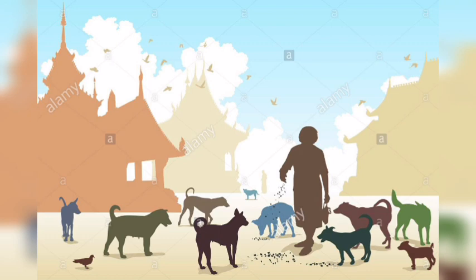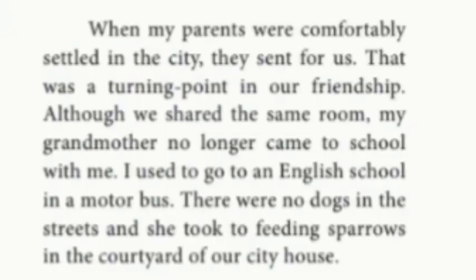Okay, the next paragraph is: When my parents were comfortably settled in the city, they sent for us. That was a turning point in our friendship. Although we shared the same room, my grandmother no longer came to school with me. I used to go to an English school in a motor bus. There were no dogs in the streets, and she took to feeding sparrows in the courtyard of our city house.